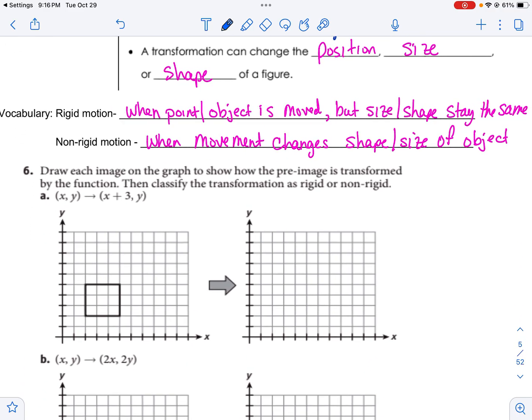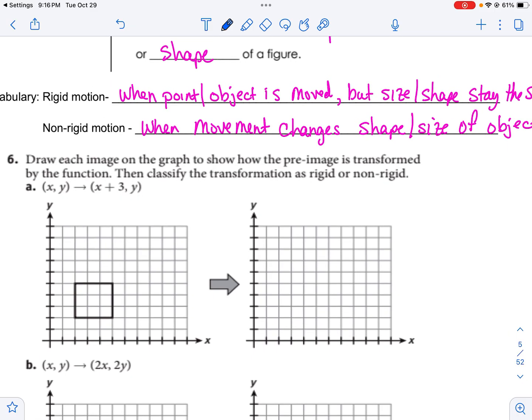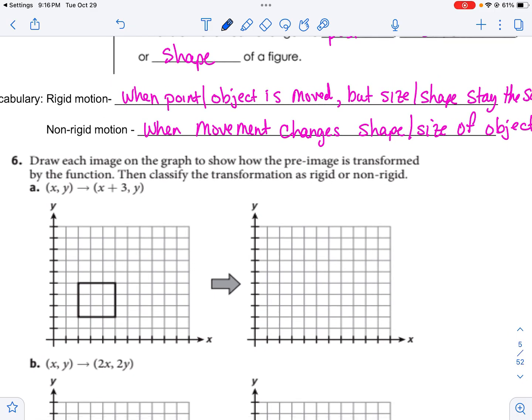All right, so we only have 2 examples for today. It says draw each image on the graph to show how the pre-image is transformed by the function, and then classify that transformation as rigid or non-rigid. So the first thing we need to do is look at some notation over here.